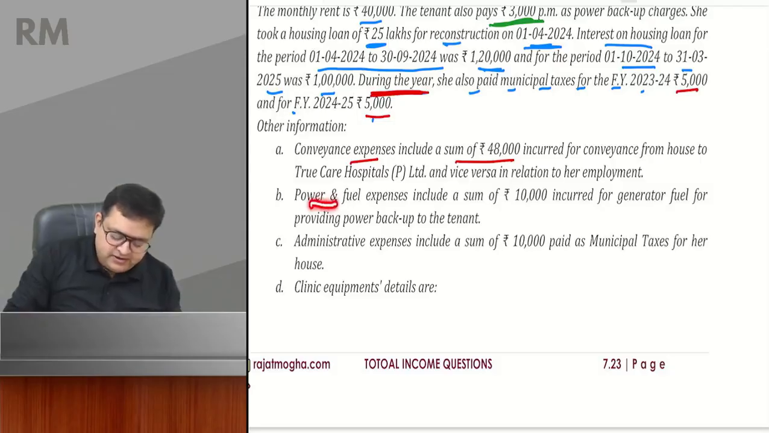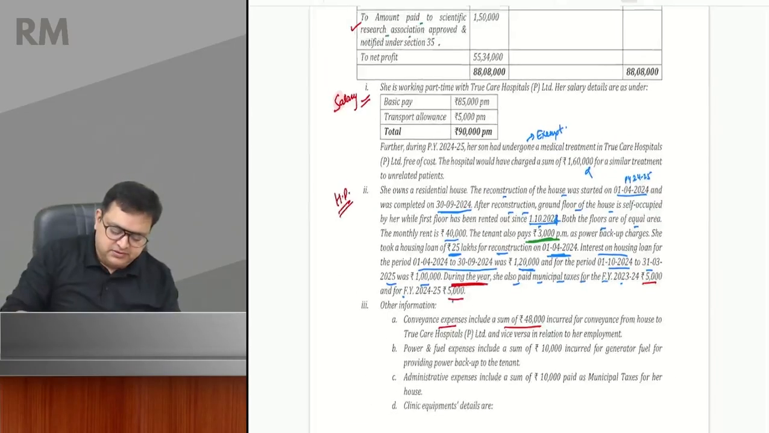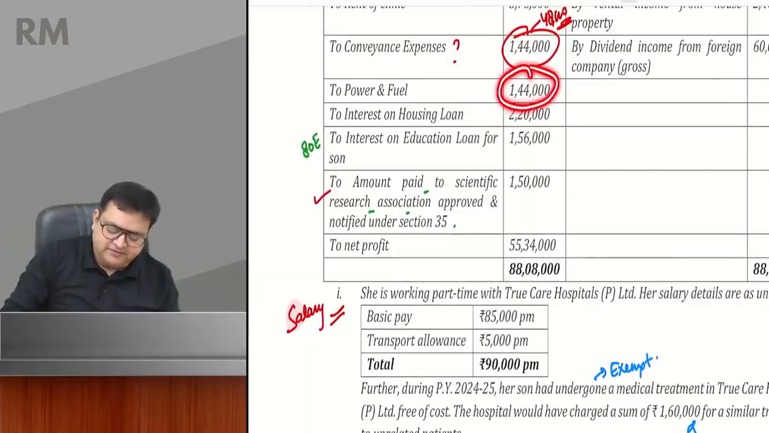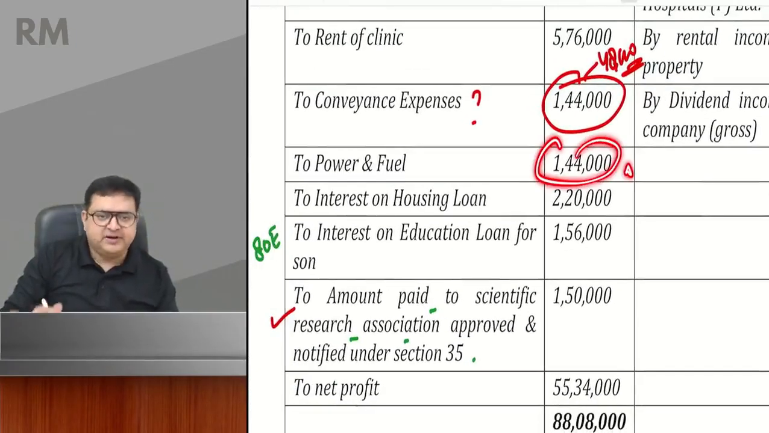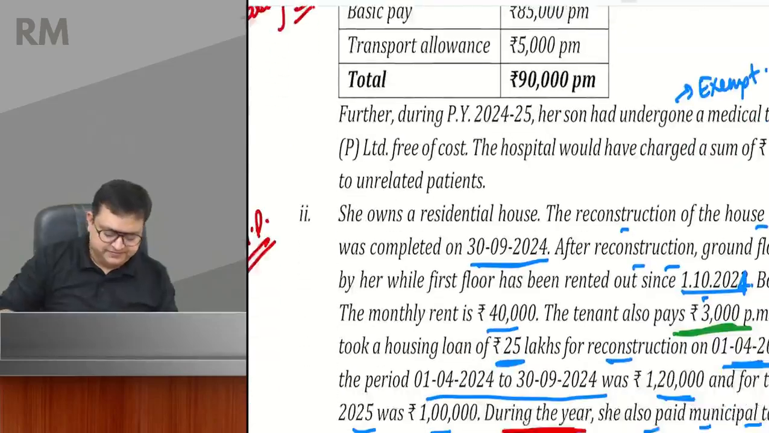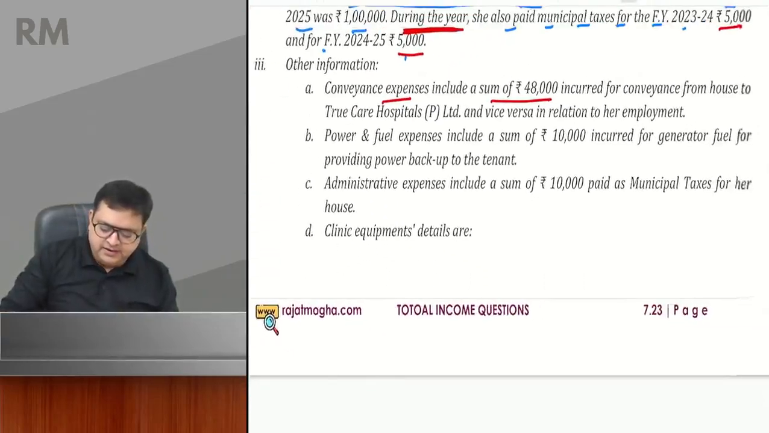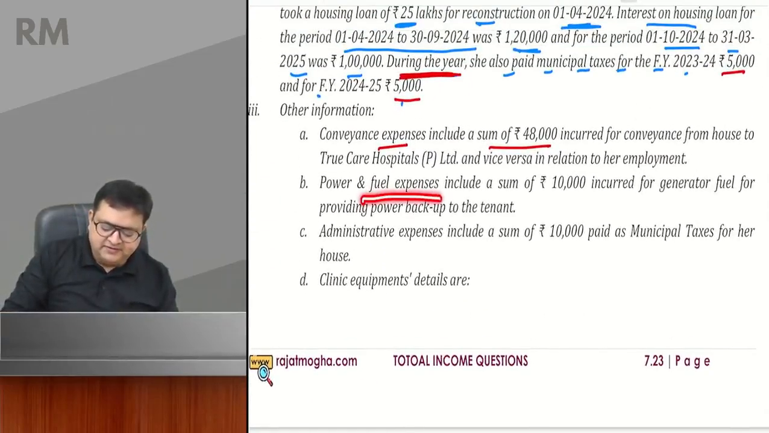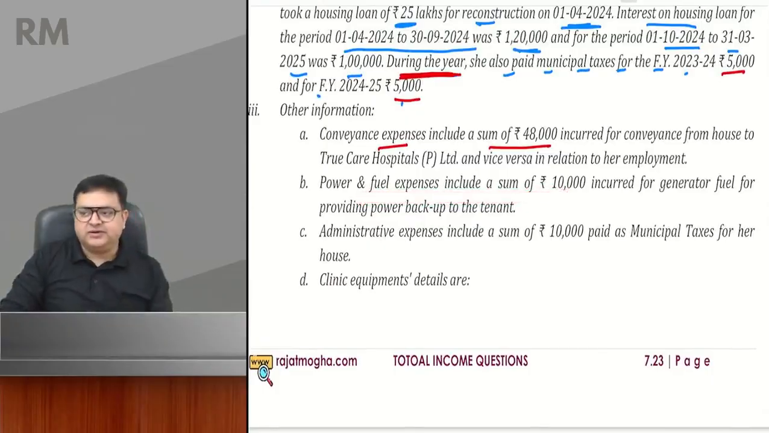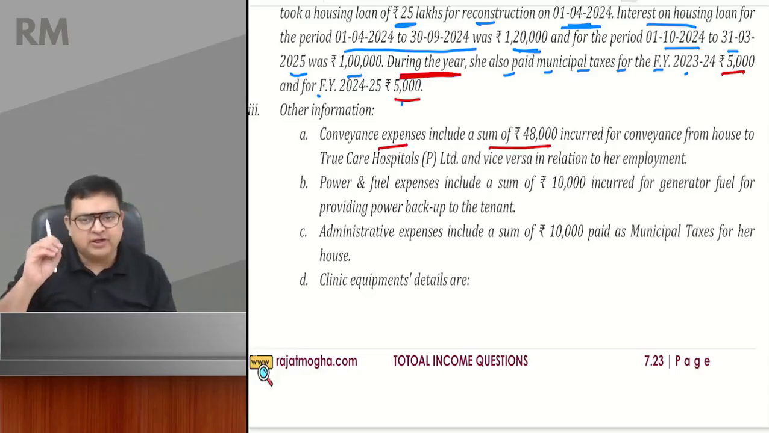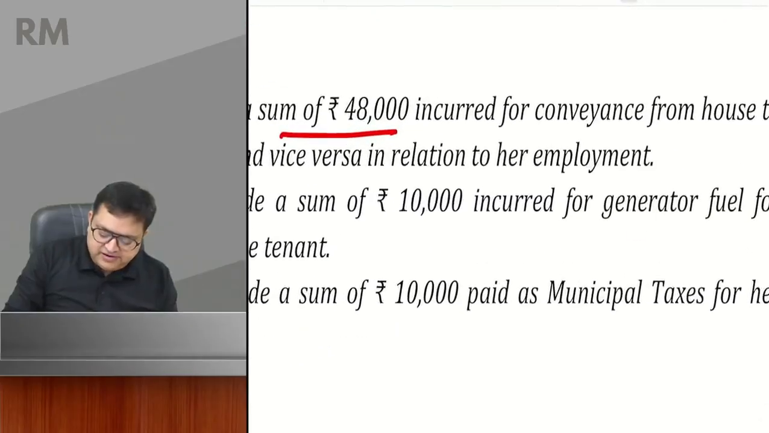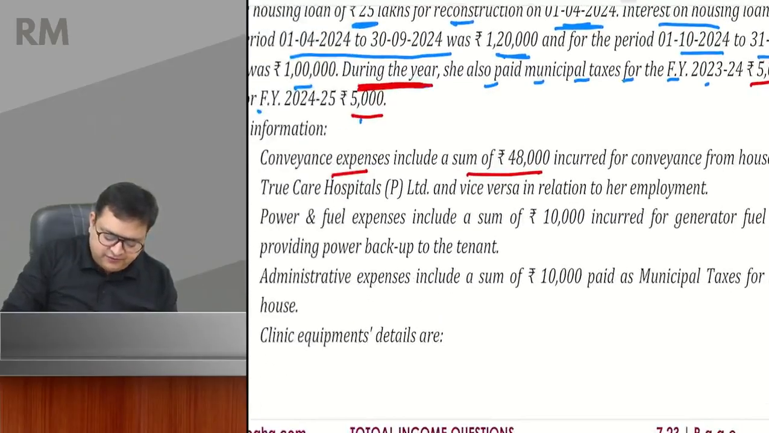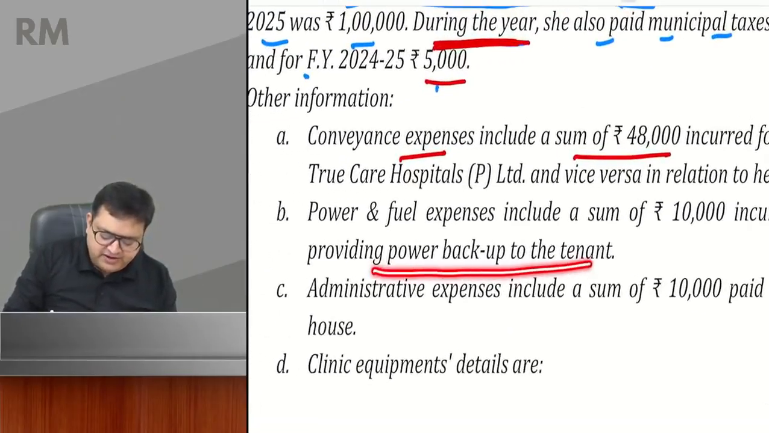Coming back. Power and fuel expenses include. So there were some power and fuel expenses of 144. Power and fuel is 144, right? This is debited. They are telling us about this. Power and fuel expenses include a sum of 10,000 rupees. So they are talking about that 10,000 rupees, incurred for the generator fuel for providing power backup to the tenant.